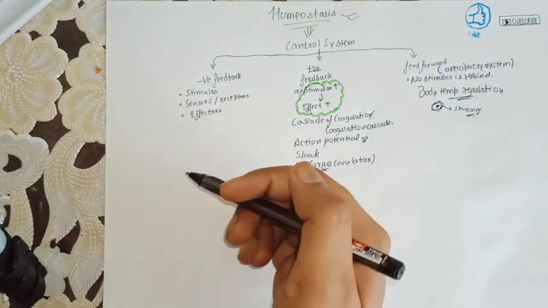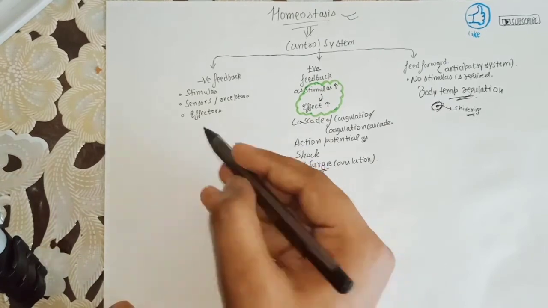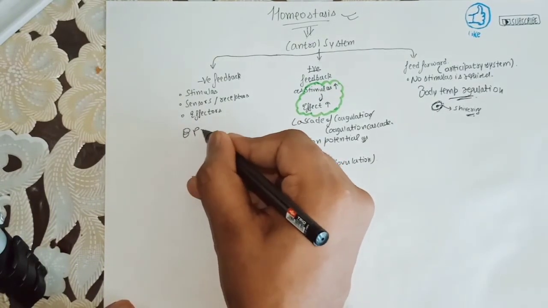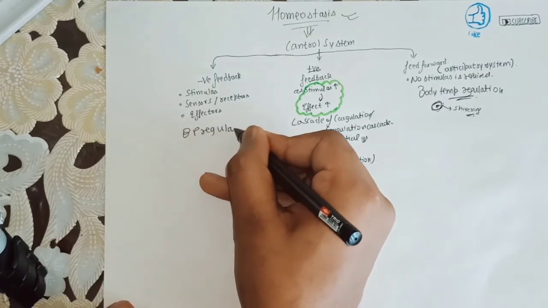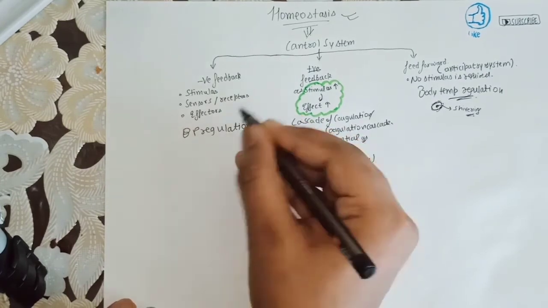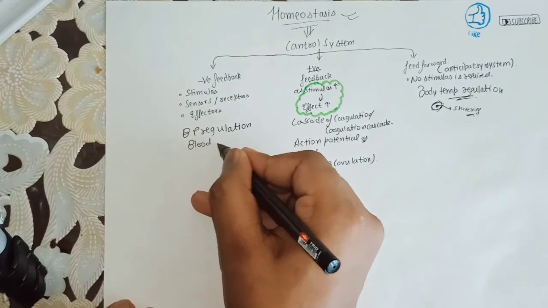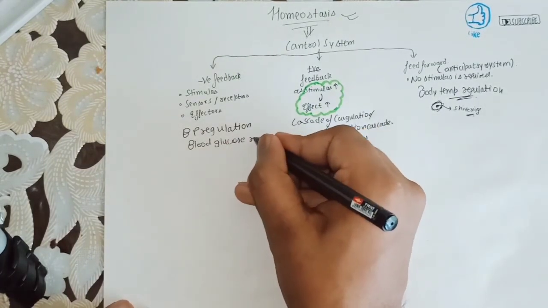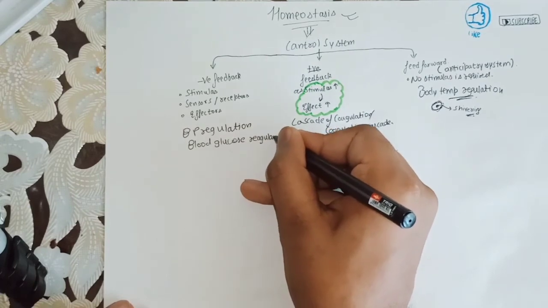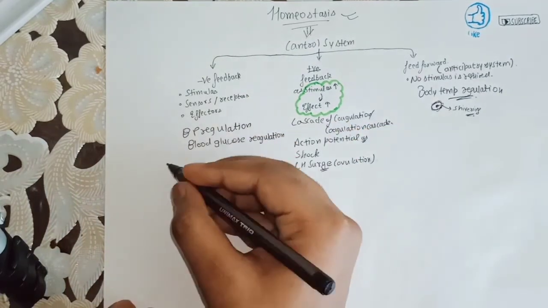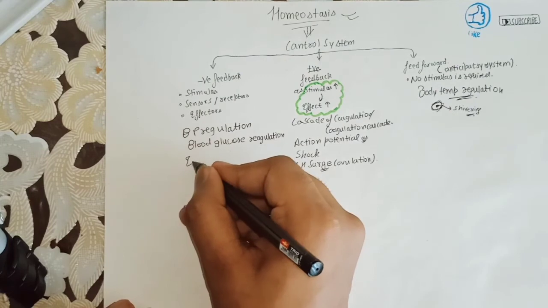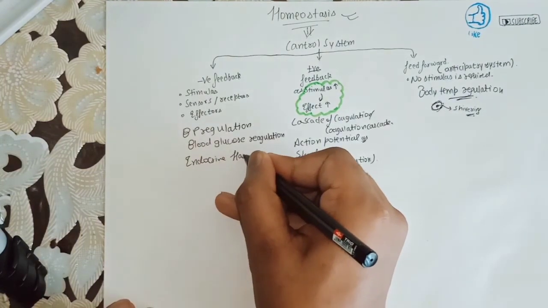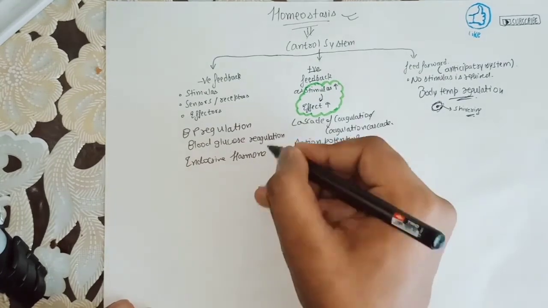And guys, again, towards the negative feedback mechanism, what are the examples? So examples can be BP regulation, blood glucose regulation, and the last one is endocrine hormone regulation.